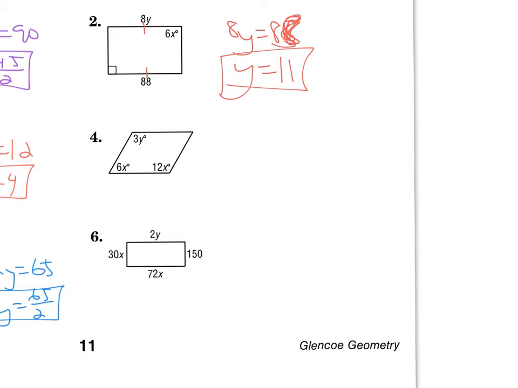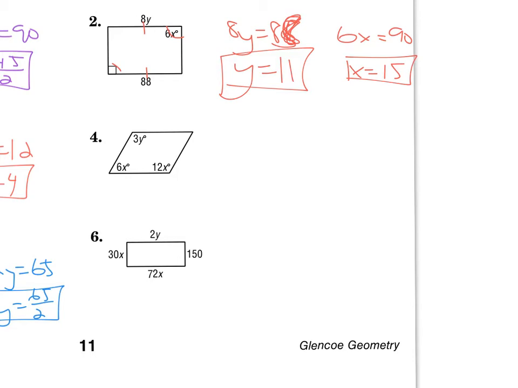The other piece of information here that we know is that opposite angles are congruent. These two have to be the same. That square means obviously 90 degrees, so I know that 6x equals 90, and x equals 15.